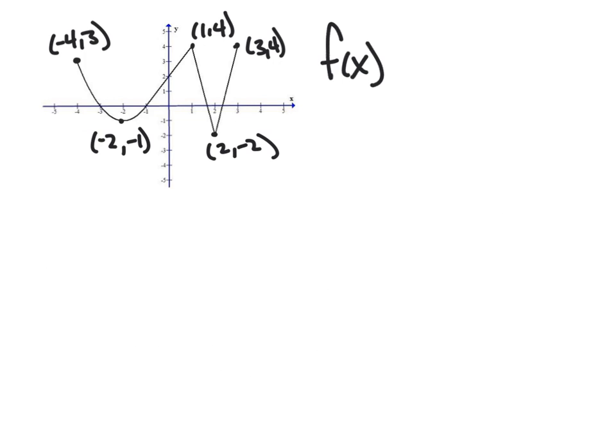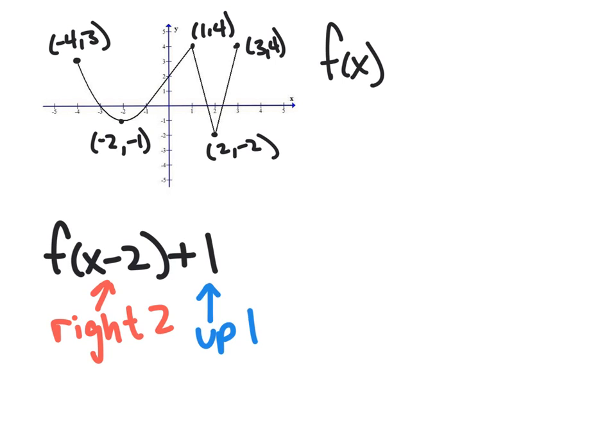All right, so here's that function f of x. And what I want to plot is f of x minus 2 plus 1. And we check our table and we see that this means that we need to shift every single point to the right 2 and up 1.